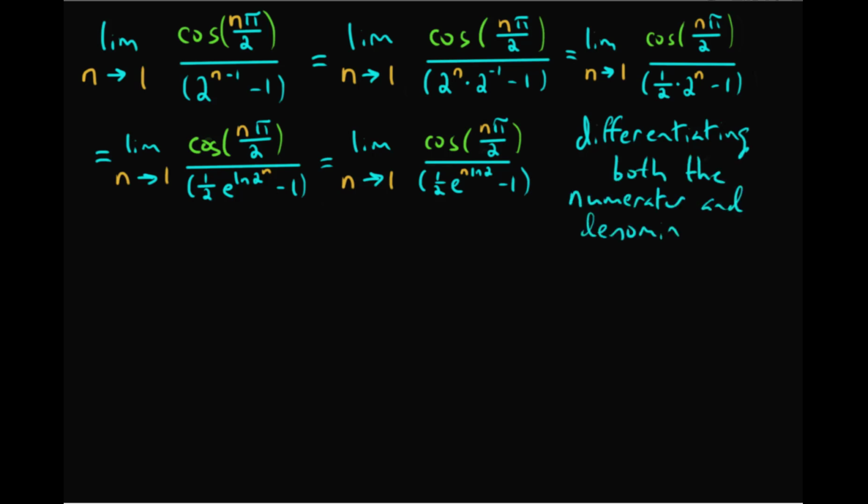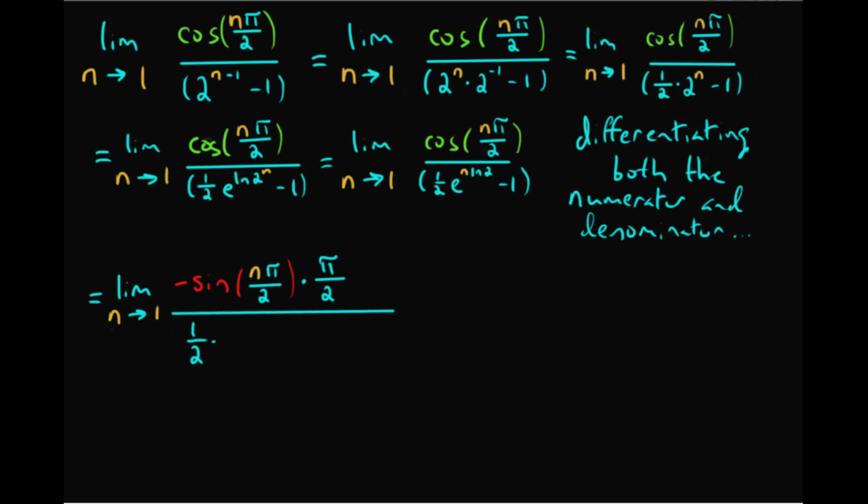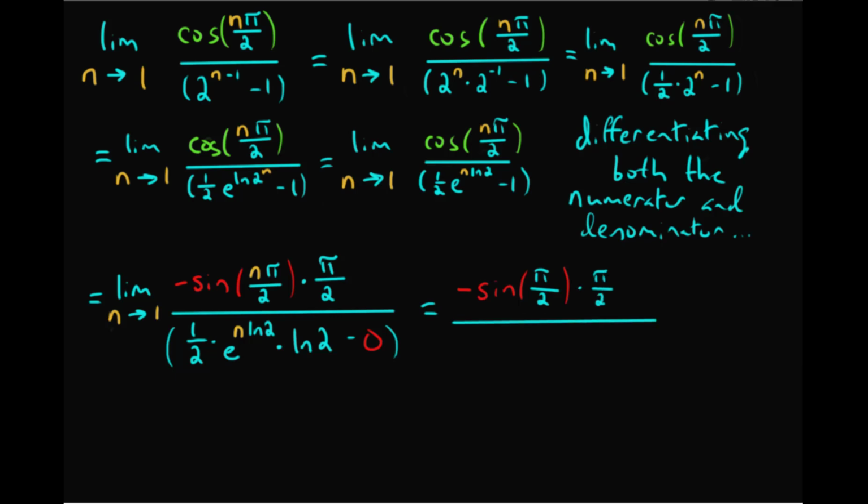So now we finally have this expression in a form where it's easier to differentiate both the numerator and the denominator. So I'm going to do that here. This is the application now of L'Hopital's rule. I'm going to take the limit as n approaches 1 of, starting with differentiating the numerator, negative sine (n pi over 2) times pi over 2. And now differentiating also the denominator, we would have 1/2 times e to the n log 2 times log 2 minus 0. And now finally taking the limit as n approaches 1, this would give us negative sine of pi over 2 times pi over 2 all over 1/2 times e to the log 2 times log 2.